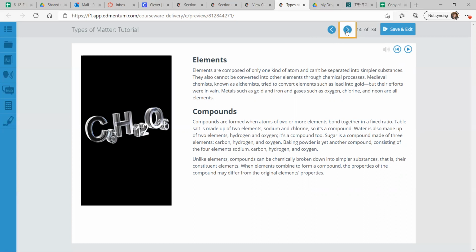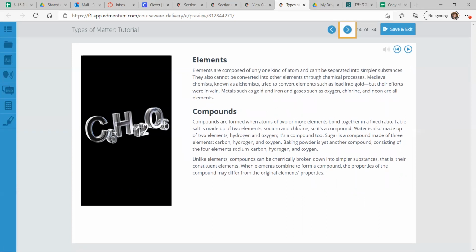Elements are where there's only one kind of atom, and it's the simplest version of a substance. It talks about alchemy, where people tried to turn metals into gold, and that is just physically impossible because elements are the most basic substance and you cannot convert one to the other. You know, a gold atom is a gold atom. You cannot make a lead atom into gold.